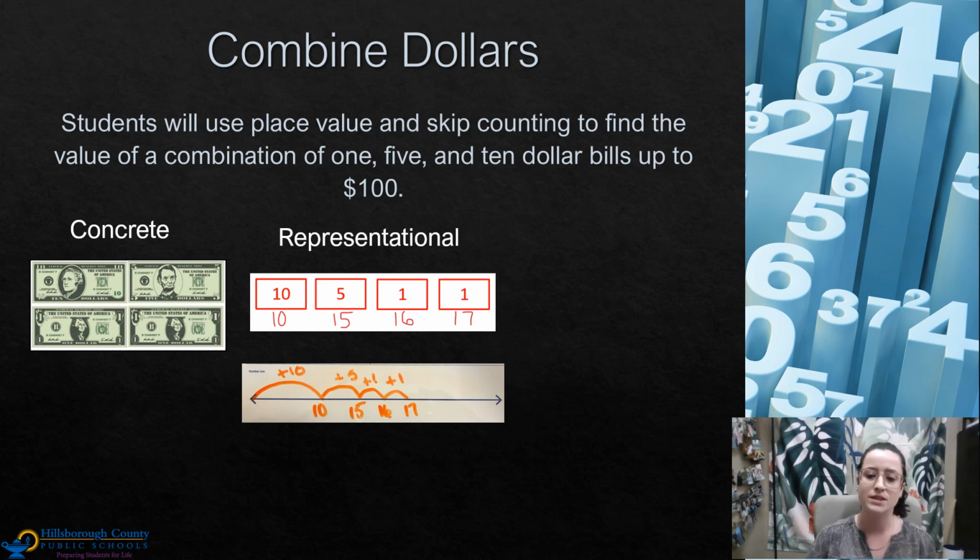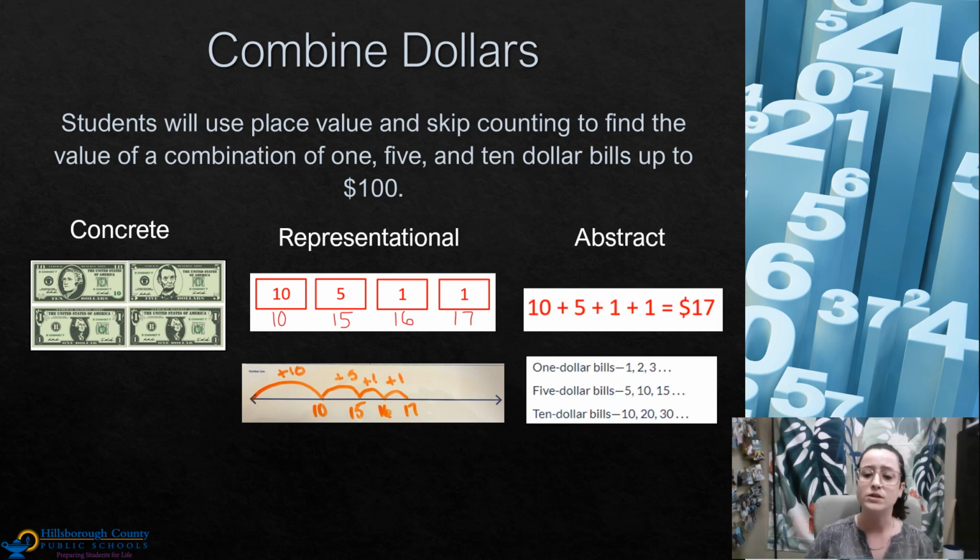Students can draw a representation like seen on the screen, or they can use a number line. Some students may be ready to move to an equation. However, that's not the expectation of the benchmark. Please note that students should not be using decimals and they should be using the dollar sign to represent the total number of dollars they have.